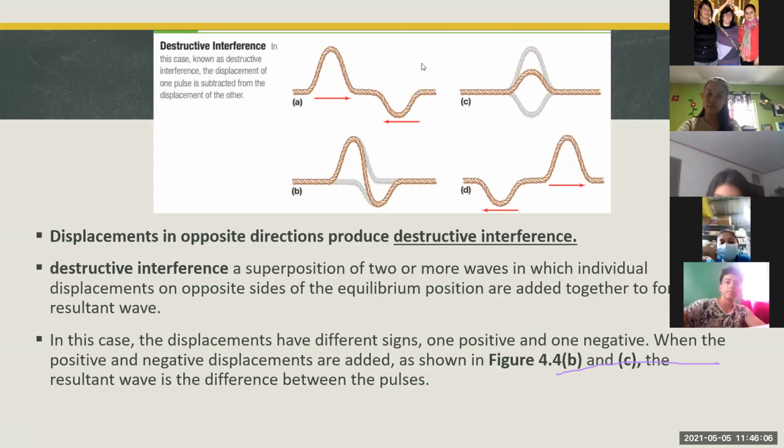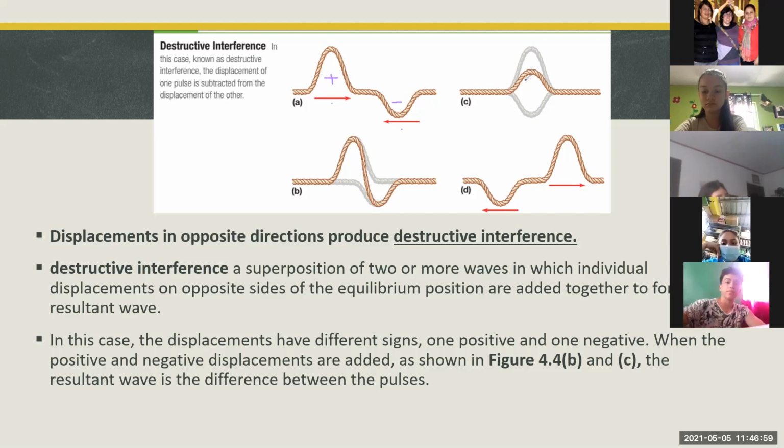Now, the other type of interference is what we know as destructive interference. So take a look at the image. I will read it to you. It says displacement in opposite directions produces destructive interference. In other words, you have a wave that has a positive amplitude and you have a wave that has a negative amplitude, or an amplitude that is below the equilibrium position. When this occurs and the two waves are traveling in opposite directions, you can see the positive wave going to the right and the negative one going to the left.